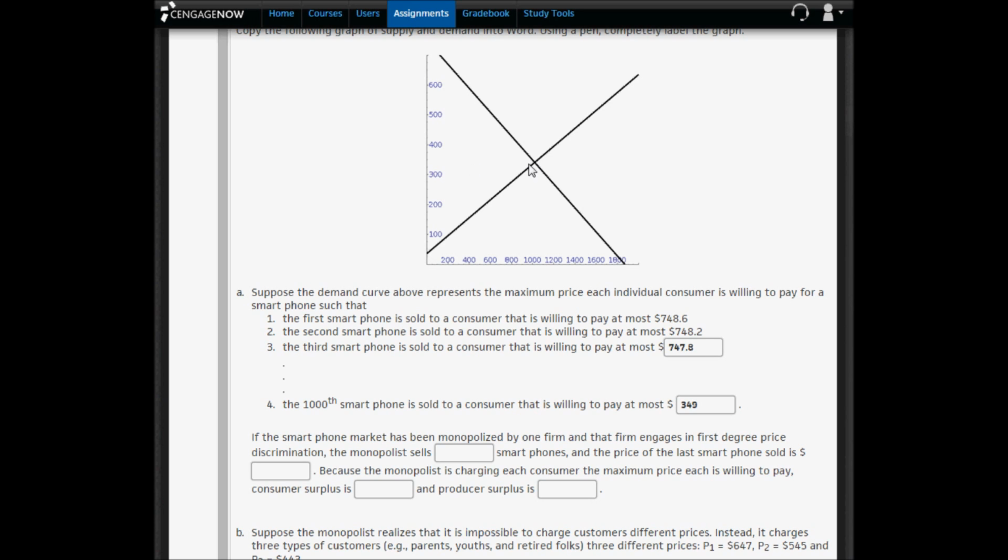Producer surplus in a competitive market would be this triangle down here. Consumer surplus would be this triangle up here. But when we have a first-degree price discrimination monopolist, because the firm is able to charge each consumer the maximum they're willing to pay for the product, this whole triangle becomes producer surplus. So first-degree price discrimination allows the firm to take all consumer surplus. So the equilibrium quantity in this situation is identical to the equilibrium in the competitive market.